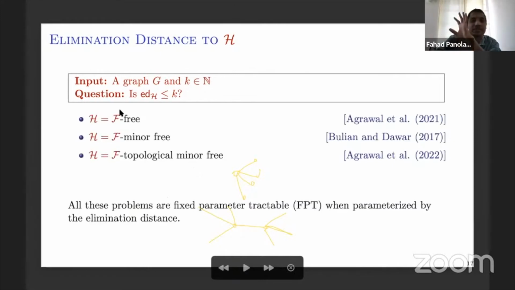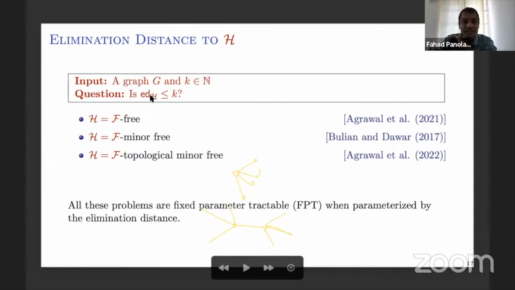And now take out these three graph classes: F-free for a finite set F, F-minor-free for a finite set F, and F-topological-minor-free. And this will not subsume chordal or bipartite graph classes, but we just focus on these three general problems. These three general problems will cover a lot of graph classes. Okay, when H is this one, we can prove that that problem is FPT.